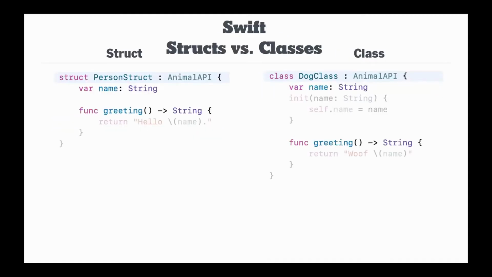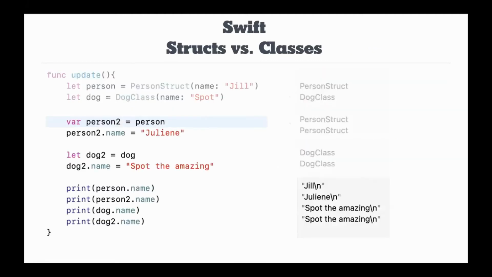Now let's focus on structs and classes. Both structs and classes can provide stored variables or functions. But the main difference between structs and classes is that structs are value types, meaning when you're passing them around, you're actually passing a copy of their value. Now, Kotlin does not have an equivalent to structs, but this would sort of be like having a data class that you ran a dot copy on every time you passed it around.